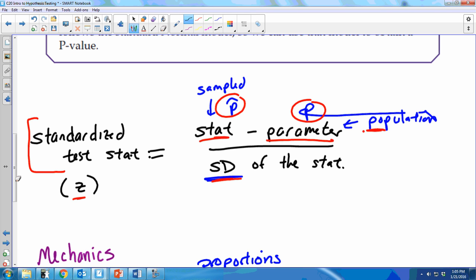Okay? So you're going to show the work to find a z-score, and then you're going to find a probability, which is on the next page. So the mechanics is two things. Finding a z-score, finding a probability.